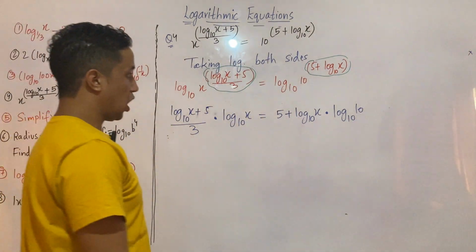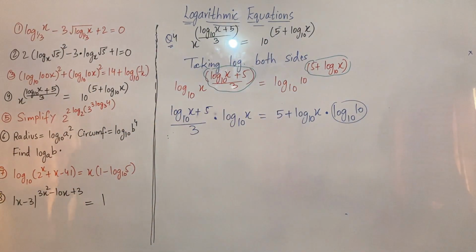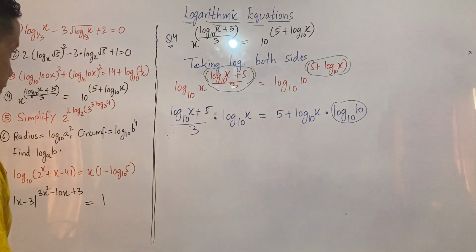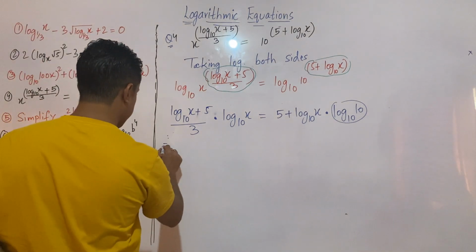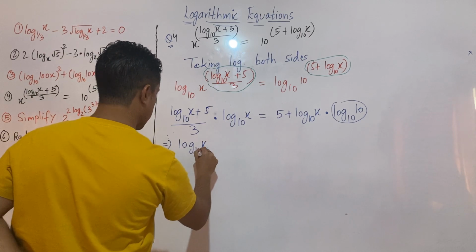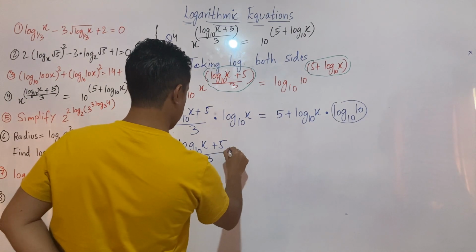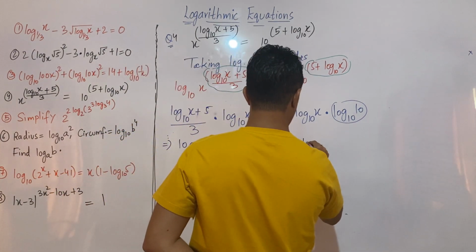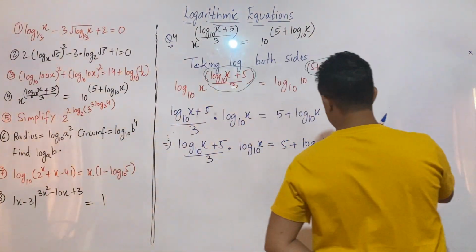Now see here, log of b to the base b is going to be 1. So first write it down: log of x to the base 10 plus 5 by 3, into log x to the base 10, is equal to 5 plus log x to the base 10, because this thing is going to be 1, because log of b to the base b is 1.